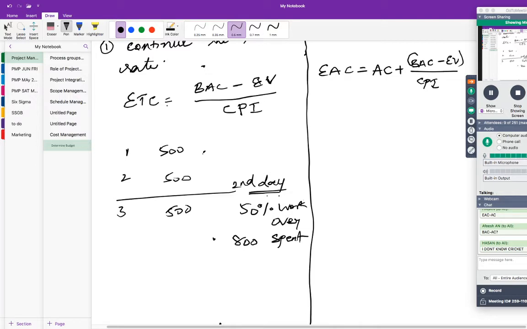So in ETC, what are you going to assume? For the other 50% also, I will go at the same rate of spending. So what do you have to find out? You have to find out the EV, the PV, the AC, and then the CPI. SPI is not required for this one, because you don't consider your schedule performance. You're only considering your cost performance. So find out the CPI and then use this formula, as quick as possible, please.